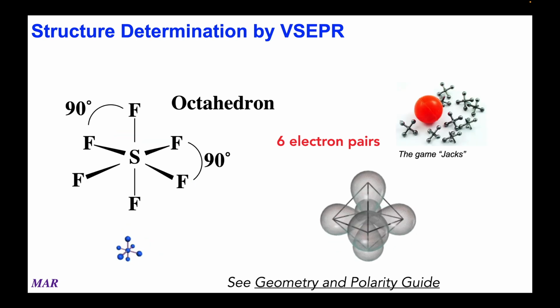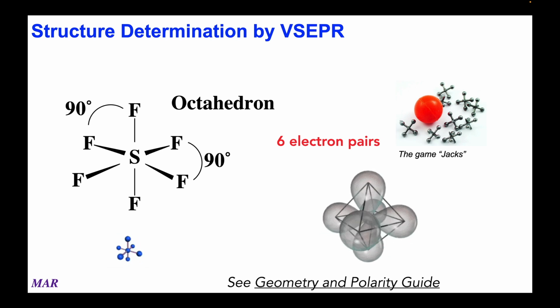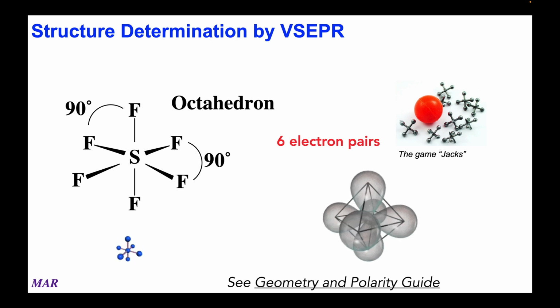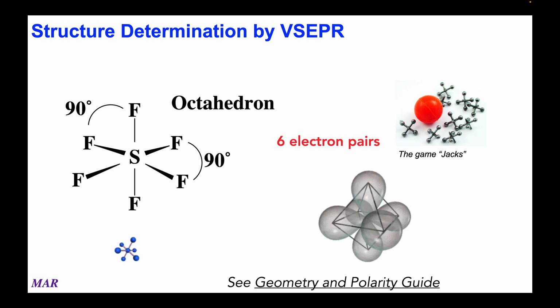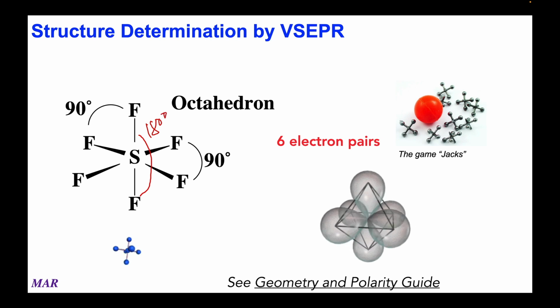If you have 6 pairs around a central atom, which is also possible in period 3 and lower, then you get to an octahedron. An octahedron is actually somewhat common. An octahedron has everything at 90 degrees and 180 degrees. So you can see that most of the angles that are listed are 90, but there's also 180 degrees when you go from like the top to the bottom, if you will.